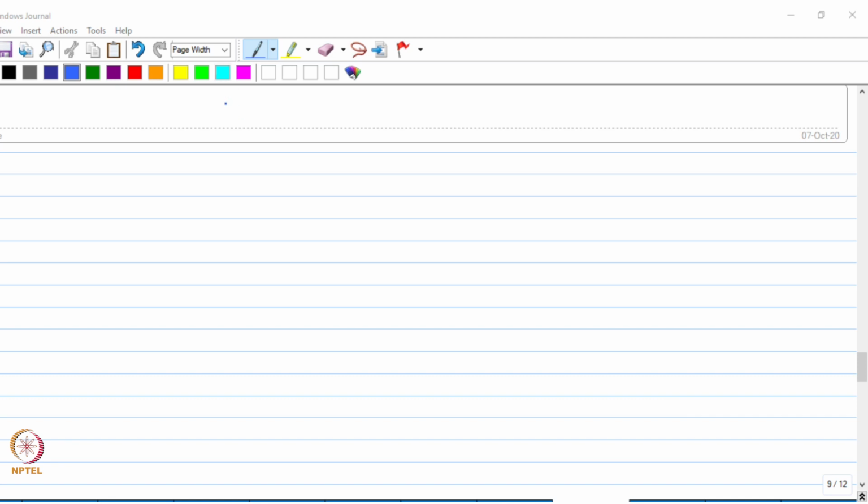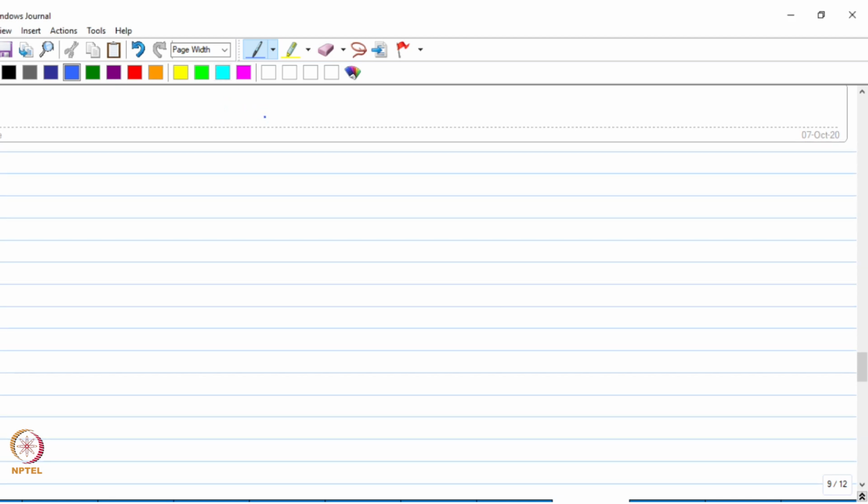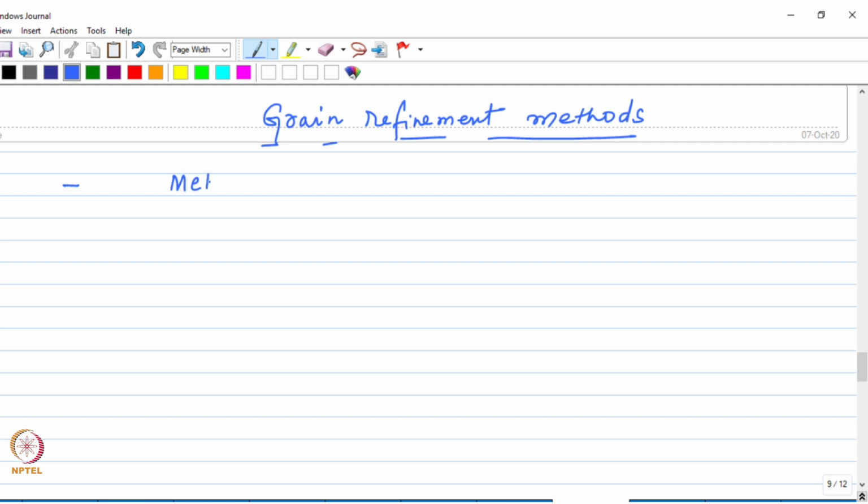Alright, so this will be our next topic, grain refinement methods. There are different ways, different techniques by which the grain size can be refined. It can be started right in the beginning when the material is processed. So you can do it during the melting operation itself.